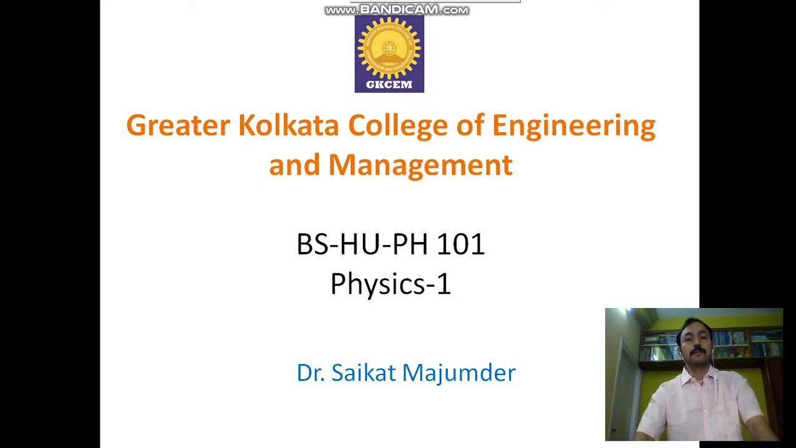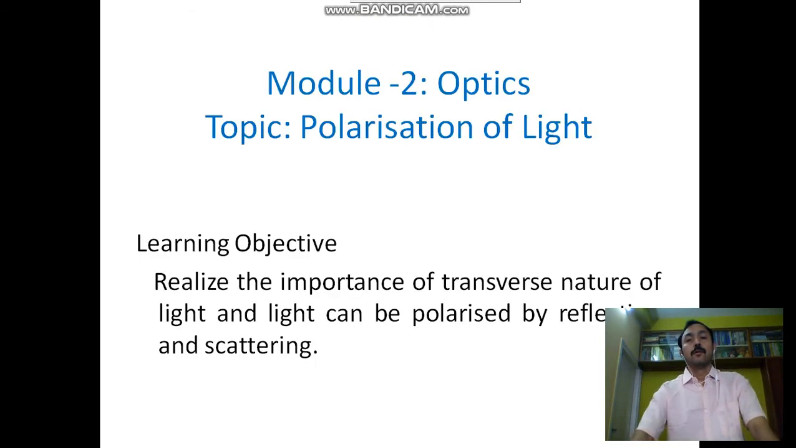Today we will discuss, in the Basic Science and Humanities course Physics 1, the course code BSHUPH101, the topic Polarization of Light in Module 2. The name of the module is Optics.